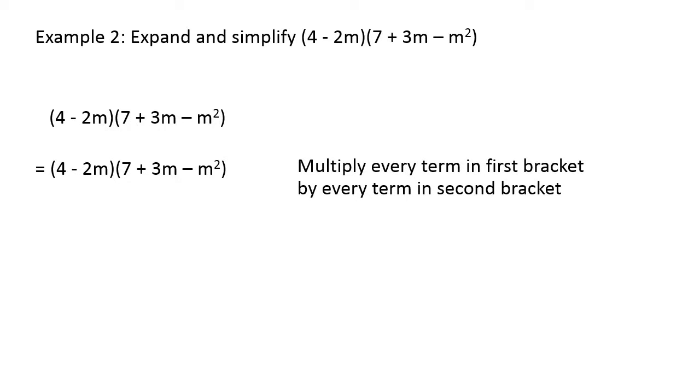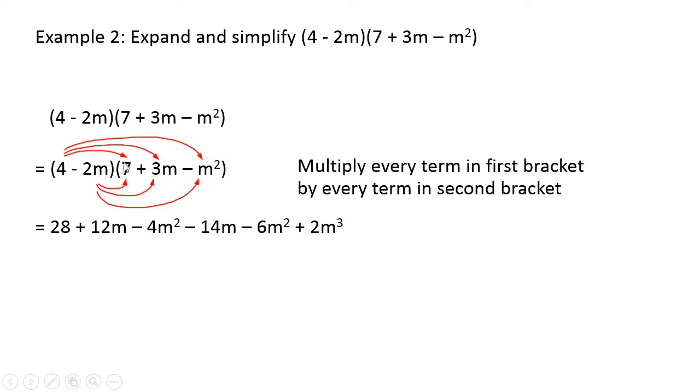Example 2, expand and simplify (4 − 2m)(7 + 3m − m²). So now we're going to get to a few more terms that we're multiplying out. You need to be really neat when you do these kinds of questions, or you can make very careless mistakes, and you will be very disappointed if you lose a few marks on the test from silly mistakes on this kind of question. This is one that you should always get right if you are careful. So, multiply every term in the first bracket by every term in the second bracket. That will be a total of 6 multiplications.